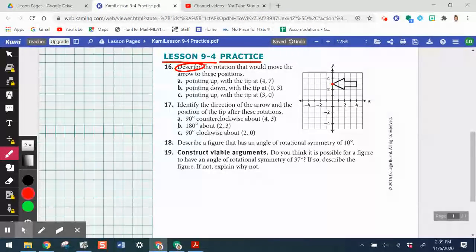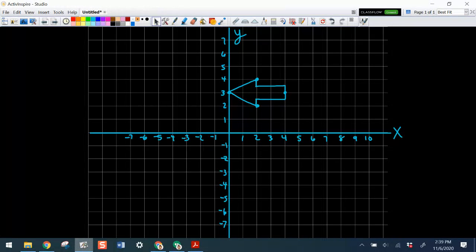tip at 4, 7. Now, I'll be honest, this coordinate plane is not doing you any justice because our figure is actually going to run off the page. 4, 7 is located up here. So that's why I'm going to hop on this other screen and hopefully make a little bit more sense for it. So here's the same arrow.